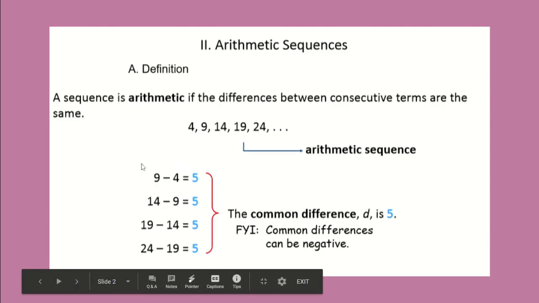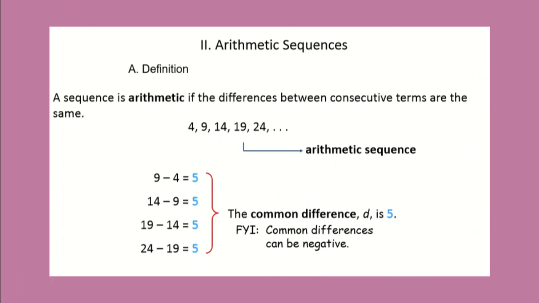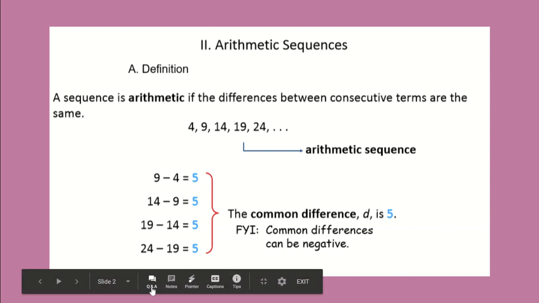Arithmetic sequences are sequences that have a common difference. That means that they're adding or subtracting each time. So as you see from 4 to 9 and 9 to 14 and so on, we're only adding or subtracting. And in this case, we are adding. We're never multiplying or dividing. That's geometric sequences, which we have not gotten to yet. And here the common difference is 5, and that's going to be important for the formula that we're going to see in just a minute.